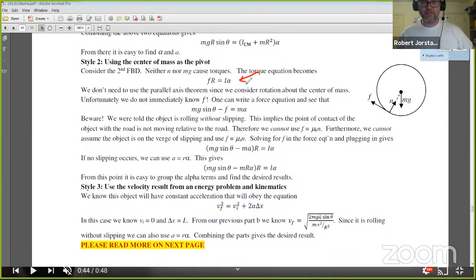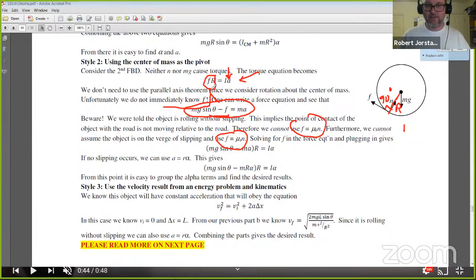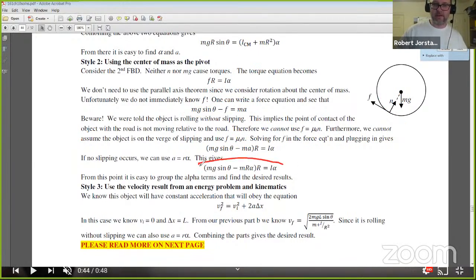the sum of torques is friction times the radius, because the distance is the radius. The lever arm is R, or you could say this is 90 degrees. So this is the torque due to friction. Sum of torques equals I alpha. Now, unfortunately, we don't know F. We don't know it's on the verge of slipping. We can't use mu kinetic because it's not moving. We can't use mu static because we don't know it's slipping. So you solve the force equation for friction and shove it in. When you do that, you get this big ugly equation here.